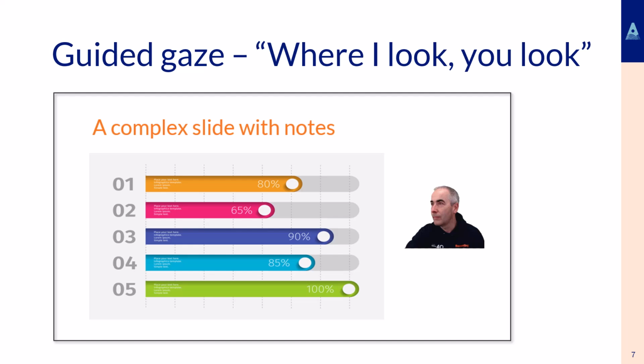Guided gaze is where you look towards your own slides. This prompts the learner to also look at the content and avoids them locking onto your eyes instead of the content. But remember, you really don't have to have a PIP on every slide. It's good to give the learner a break.